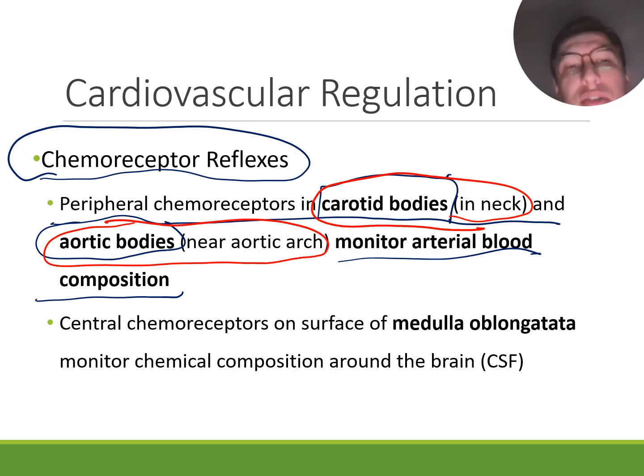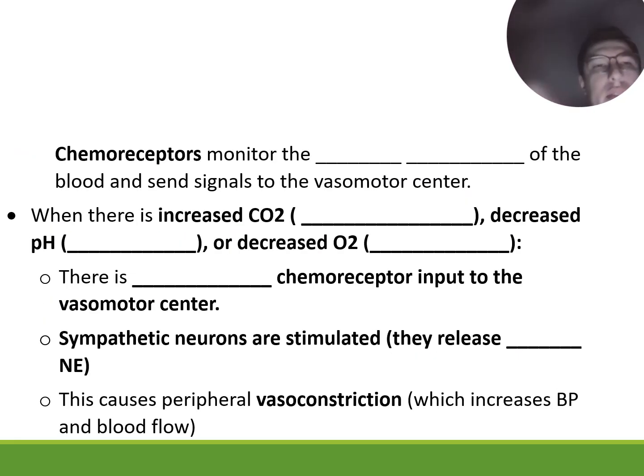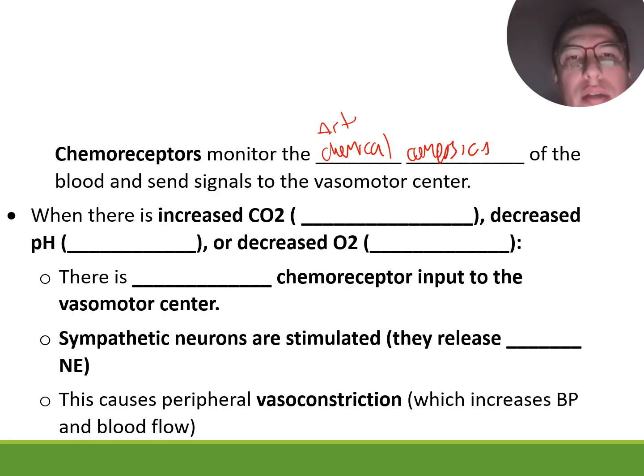There are some central chemoreceptors in the brain itself, and these also will stimulate different receptors. They're monitoring composition of the CSF. So let's go over chemoreceptors. Chemoreceptors monitor the chemical composition of arterial blood at specific sites, such as carotid.